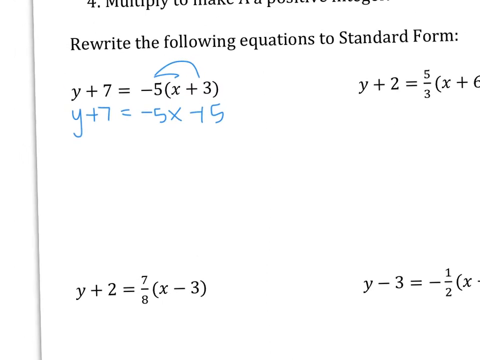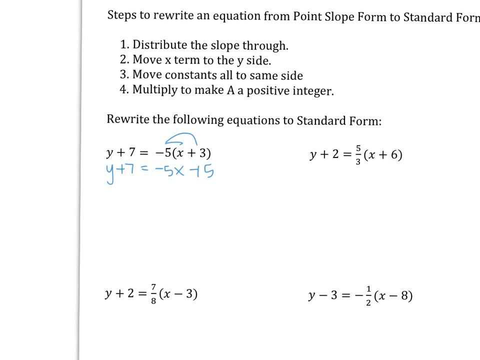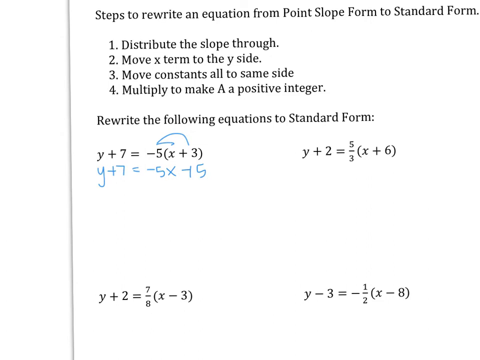Again, if we look back up at our steps, we can see them right there. Move the x term to the y side. So I'm going to move that 5x over. So I'll add 5x to both sides. Now when I add it to this left-hand side, there are no like terms that I can put it with. 5x, y, and 7 are all unlike terms because they don't have the same variable. So I get 5x plus y plus 7 equals negative 15.